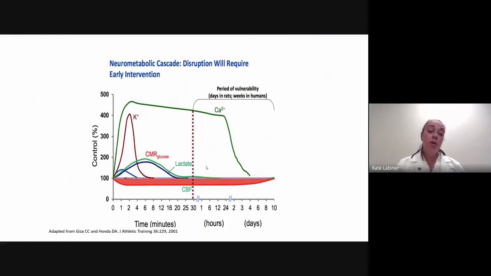We also know, when they look at rats after a head injury, and then the hours and then days after the injury, and what happens in their neurons, looking at the cascade, that you have both very acute corrections to the metabolic cascade and then long-term ones. So something that takes days in rats is known to take weeks in humans. So this is why we often don't see that kids get better right away, and it can take weeks for them to really start to feel better.